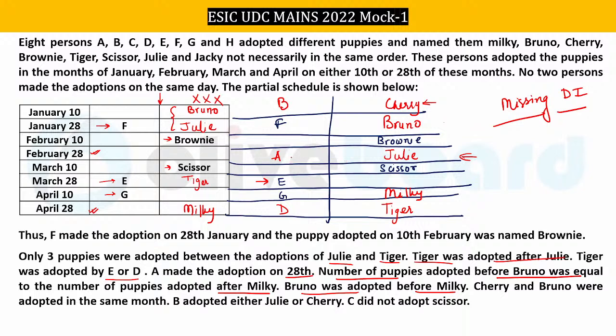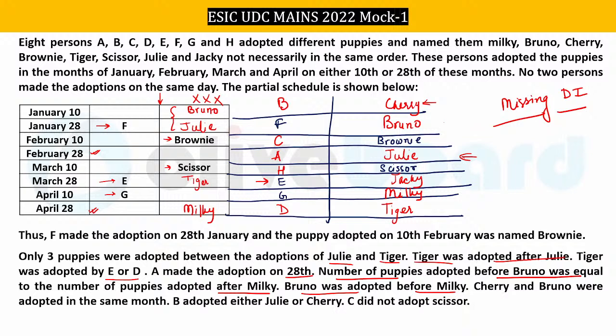Now C did not adopt Scissor. So if C did not adopt Scissor, that means C adopted Brownie. And the only person remaining, A, B, C, D, E, F, G, right? And we have H. So H will be here. And the only puppy that is remaining, which one is left? Jackie. So Jackie will be for E here. I hope this is clear to everybody. A very direct question in here. I hope this is clear, right? Not a very difficult one.